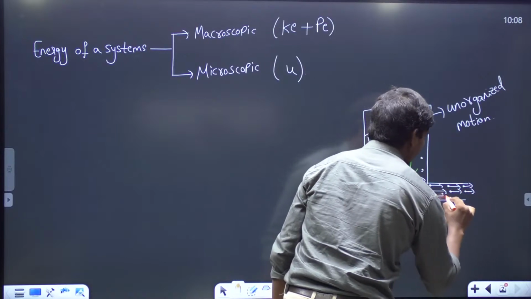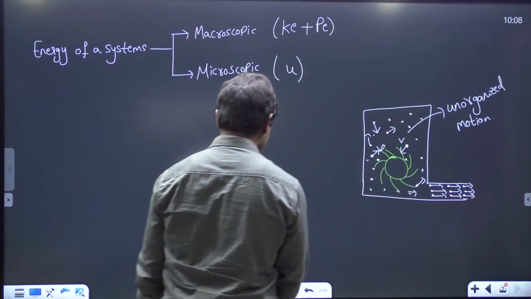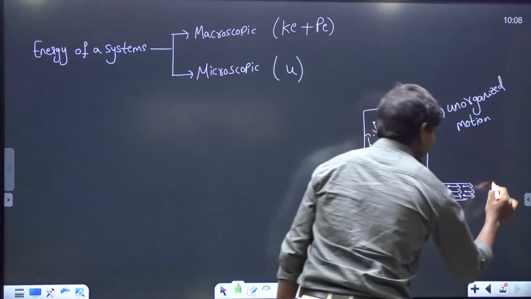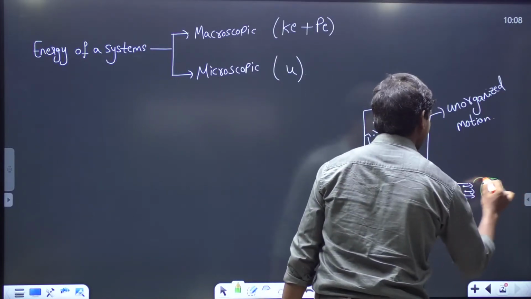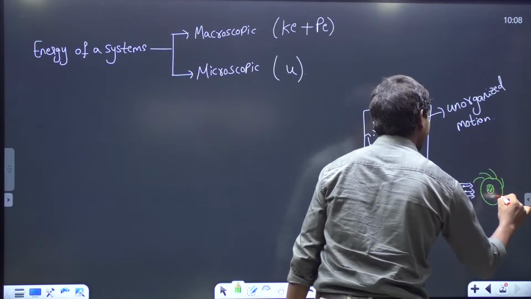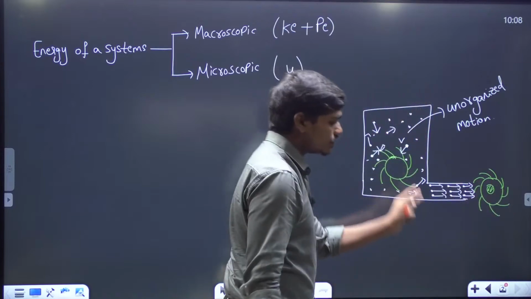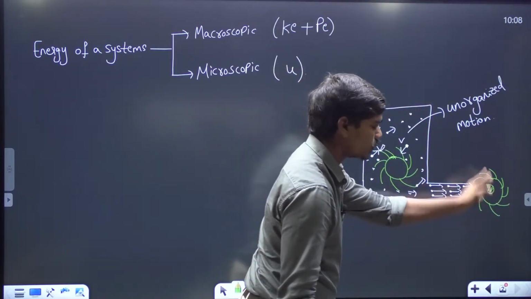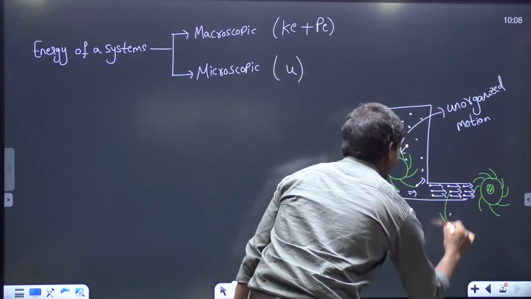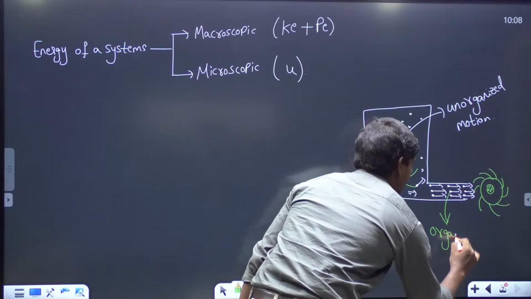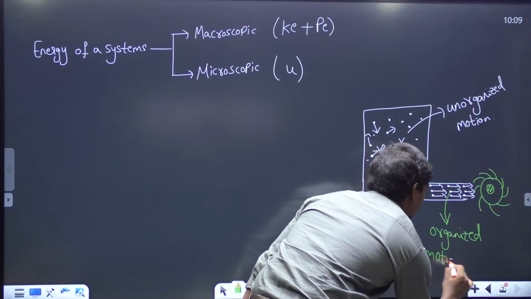Let us suppose the fluid is coming this way. Now if you put a wheel here, let us suppose this is mounted on a shaft, something like this. Now this fluid which is moving here is capable of doing some work, correct? Means we are converting unorganized motion into organized motion of particles.